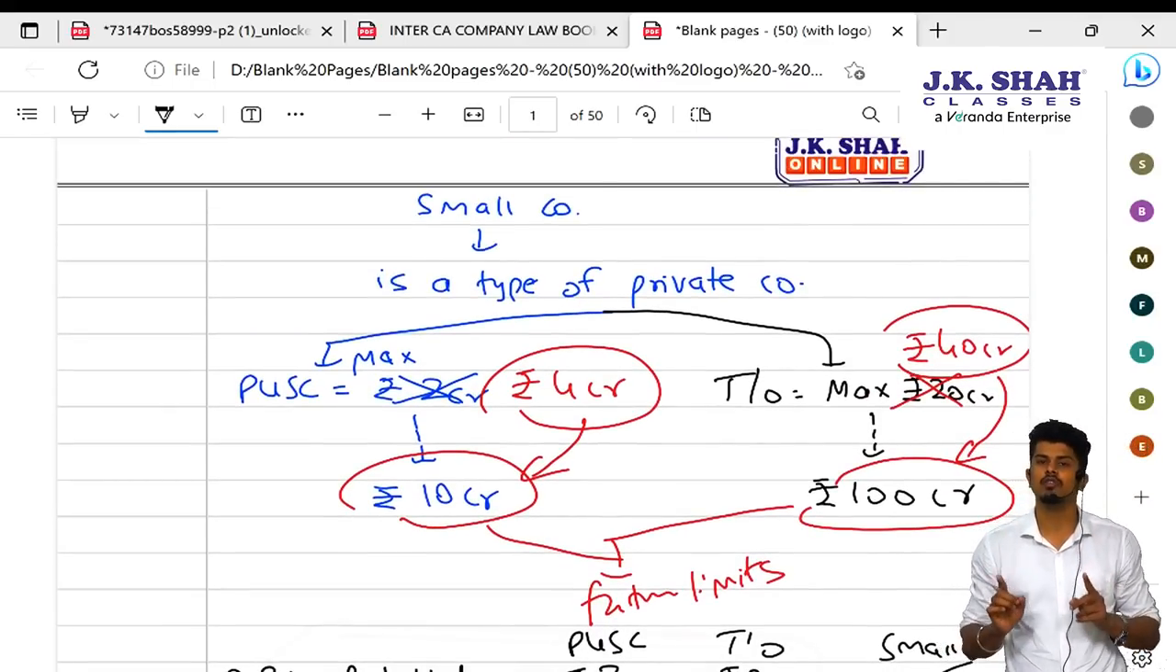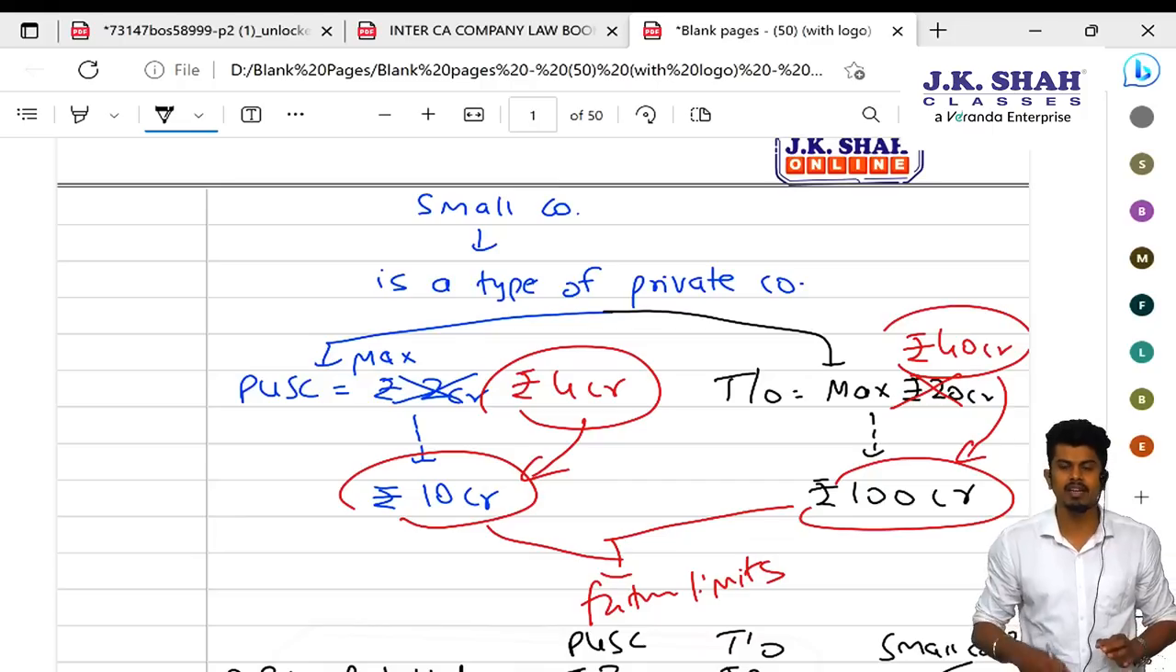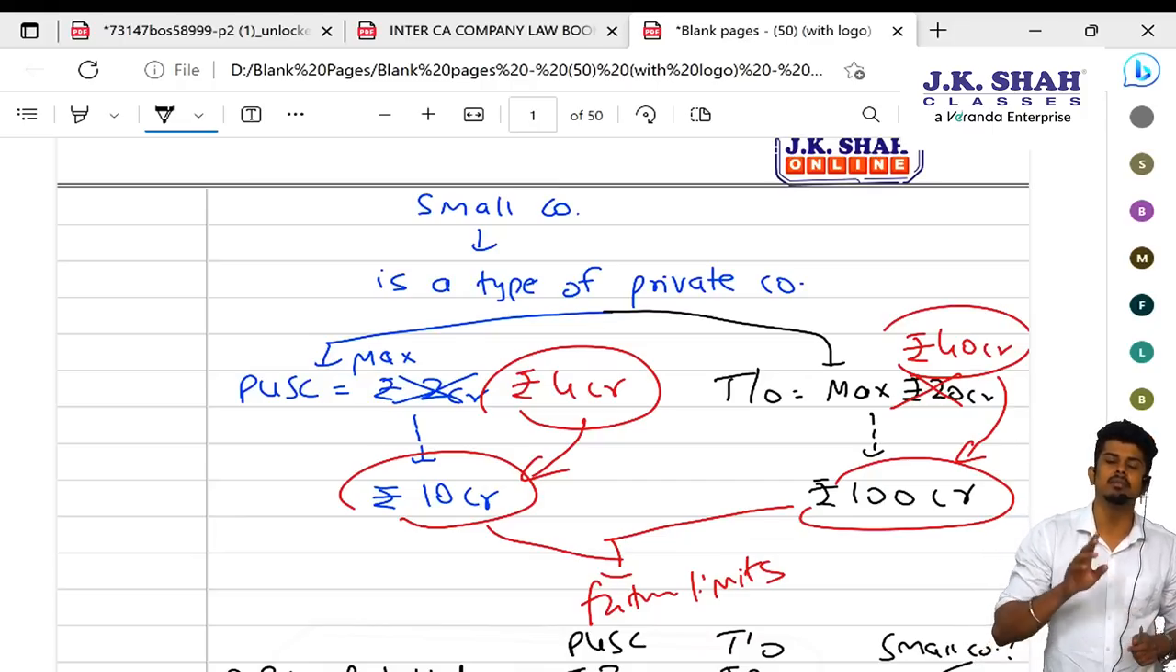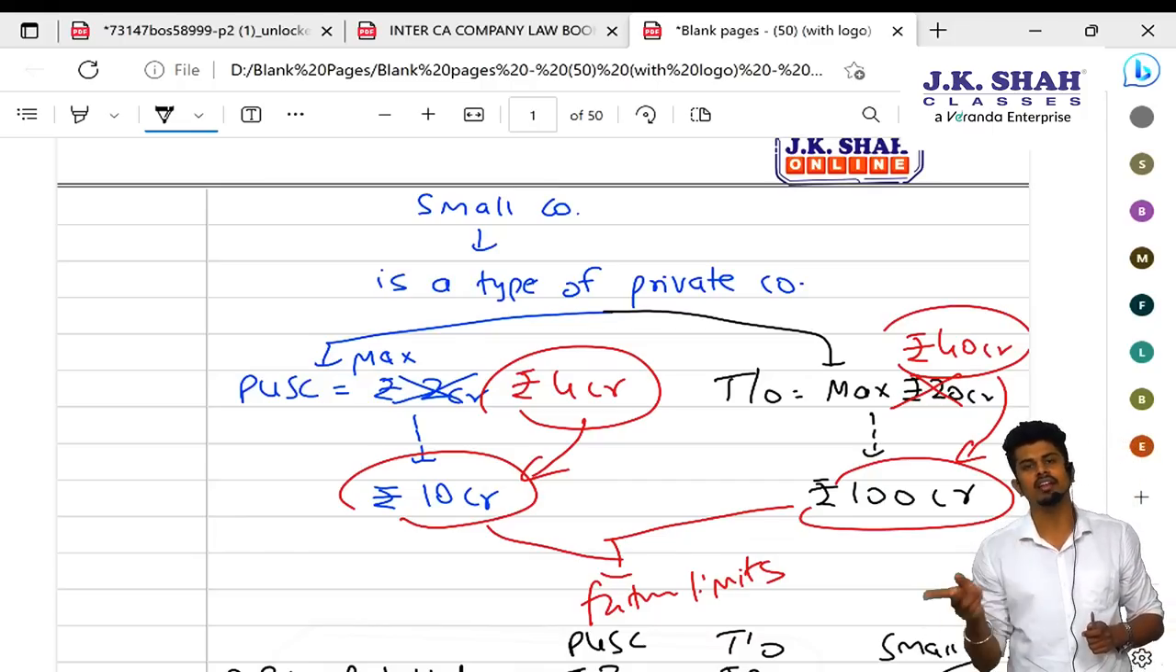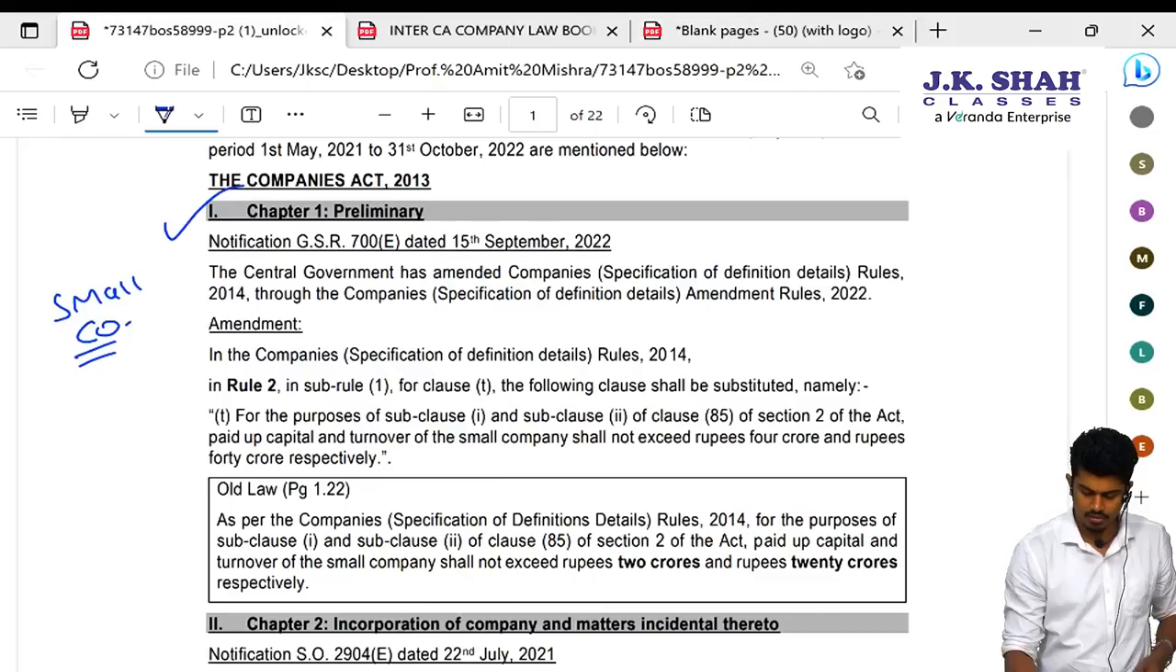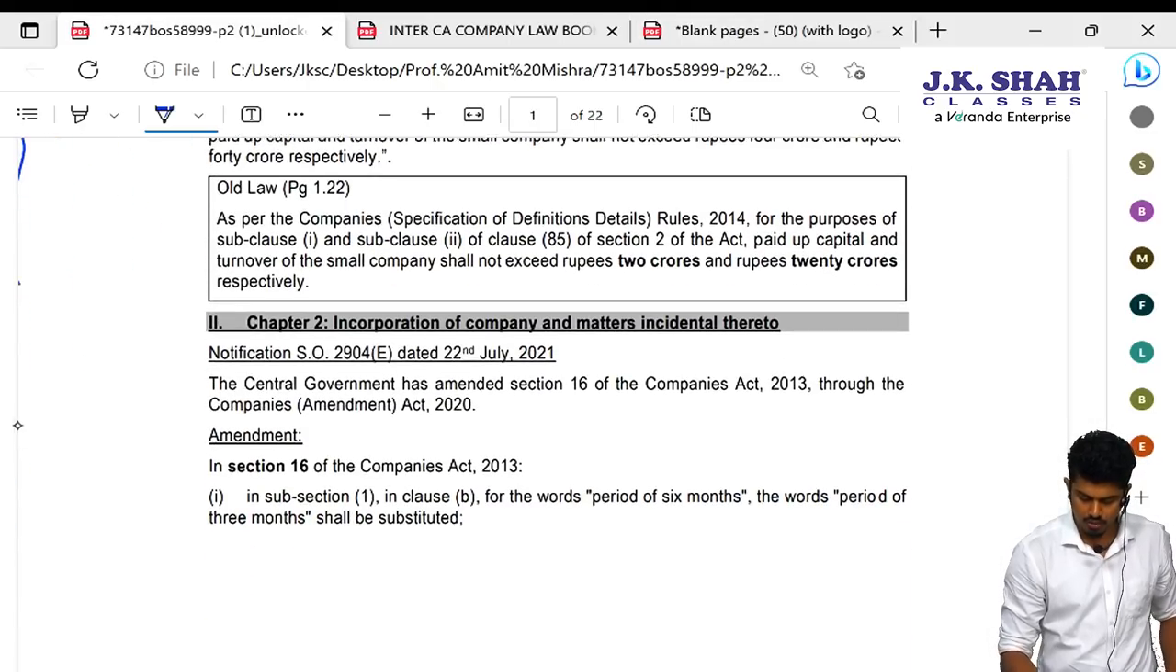Clear? So this was the only amendment in unit number 1, that is chapter number 1 of Companies Act 2013. I repeat, the only amendment was that the limit of small company has been revised to 4 crore and 40 crores. Easy? So this one is done. Now coming to chapter 2.